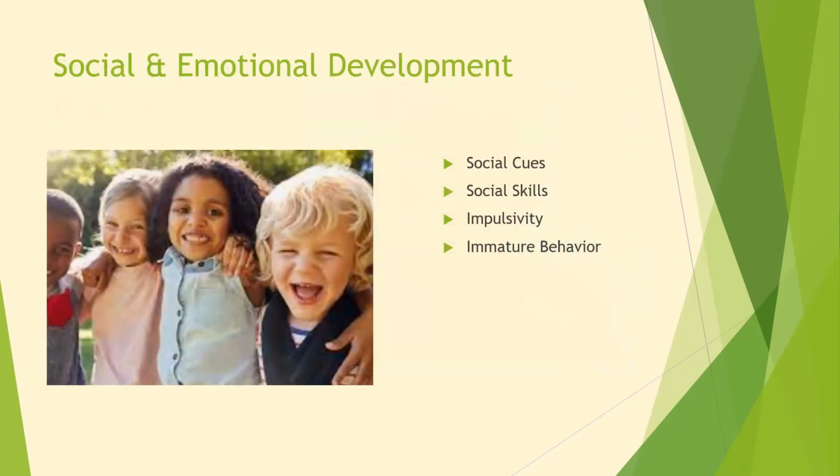Social and emotional development. The difficulties that a child may have with reading, writing, and mathematics can also spill over into their emotional development. They may not be able to interpret social cues, and they may have immature social skills. Impulsivity may also interfere with their ability to form healthy relationships because they often do not think about consequences to their behaviors.